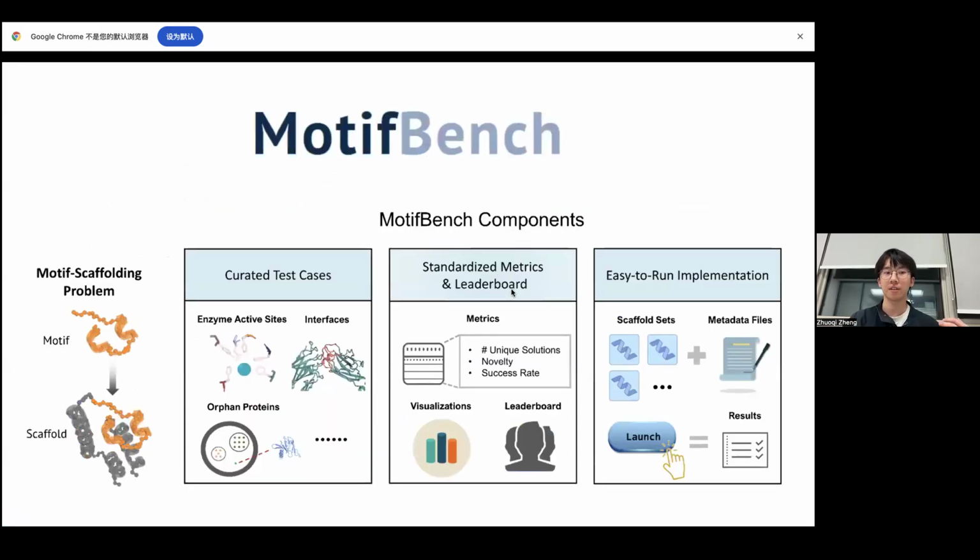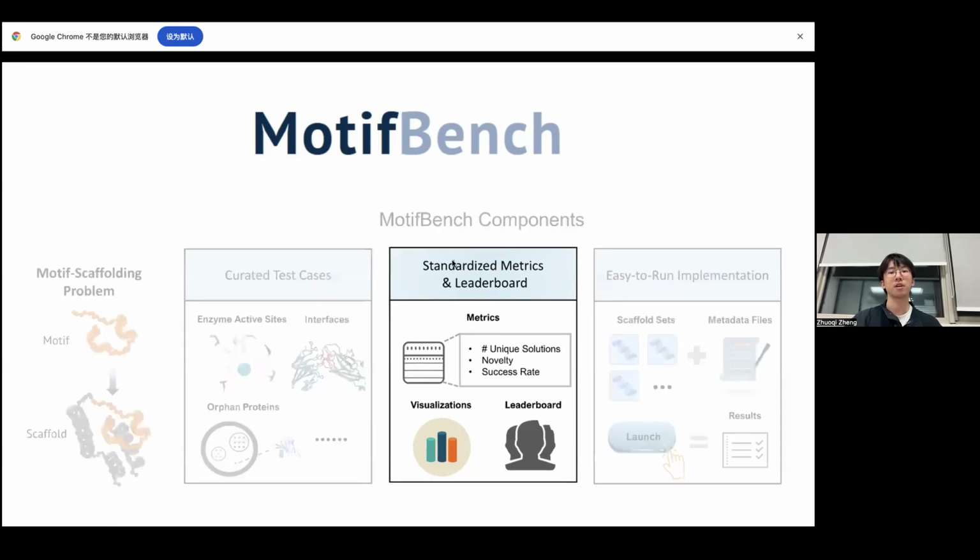First, let's take a grand view of MotifBench. It has three main components: a new set containing 30 test cases across various scenarios, such as enzyme active sites, interfaces, and orphan proteins. We have a suite of standardized metrics and an evaluation pipeline, along with a leaderboard that records how each method performs. And also, we have an easy-to-use implementation that makes the evaluation of motif scaffolding easy. We're going to go through the three components sequentially.